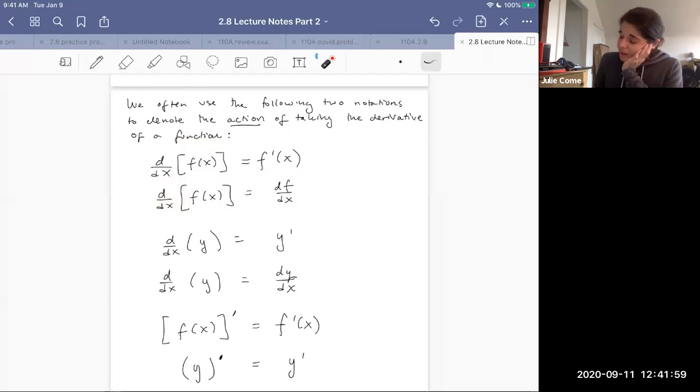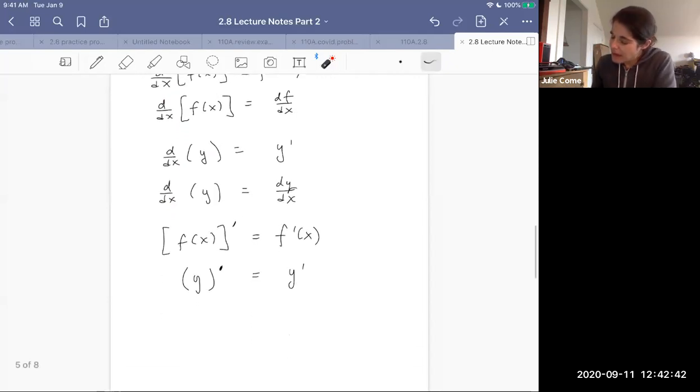What about if I write d dx of y? Notice here, it again has that indication of an action. We're taking the derivative of this function y. Well, if we do that, what do we get? We get y prime. Another way we could write the result of taking the derivative with respect to x of y is dy dx. This is the derivative function. Another way we can indicate this action of taking the derivative, without using d dx of whatever function we have, is by putting a prime outside a bracket or parentheses surrounding our function.